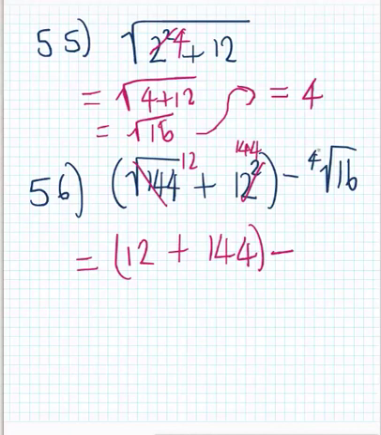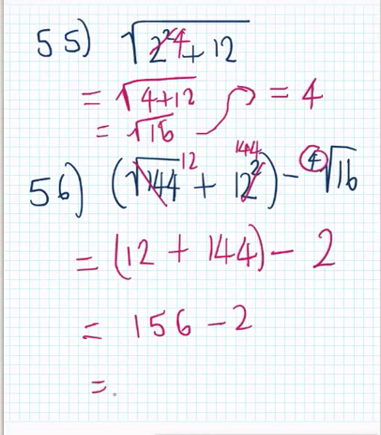of 16. Is there a number times itself 4 times to give you 16, the same number? Start with 2, and the answer is 2. 2 times 2 is 4, 4 times 2 is 8, 8 times 2 is 16. So the number is 2. So 4 root of 16 is simply 2. And now I'll still work in my brackets. 12 plus 144, I have 156. And don't forget, take away 2. And finally, 156 take away 2 leaves me with 154. And that should have been your final answer.